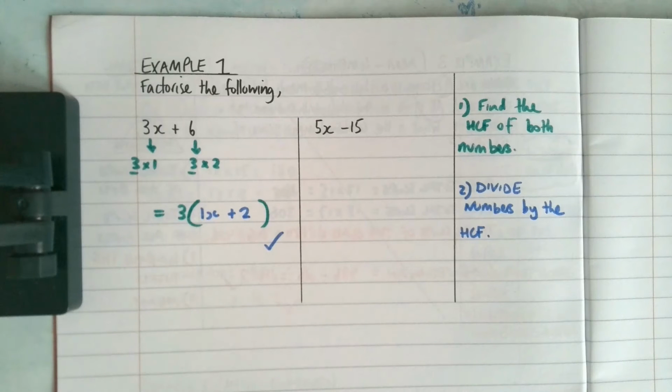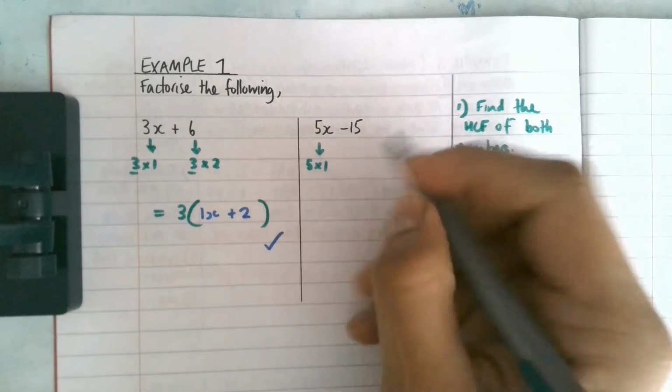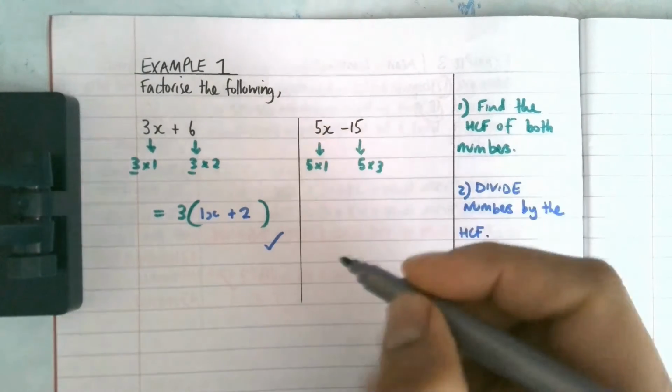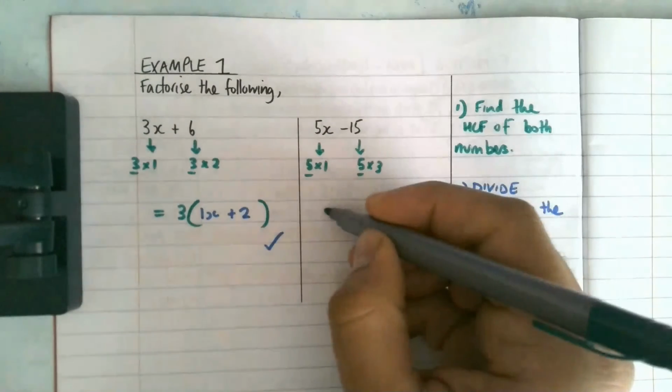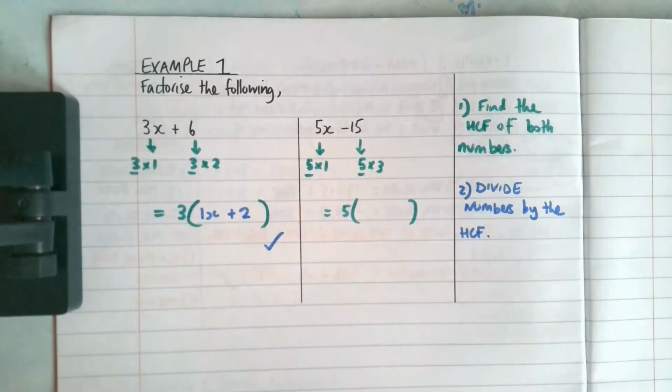For the second example, the highest common factor of 5 and 15 is going to be 5, because 5 times 1 is 5, and 5 times 3 is 15, or 15 divided by 5 is 3, and 5 divided by 5 is 1. There isn't a bigger number that can be used to divide 5 and 15 by. So 5 goes on the outside.